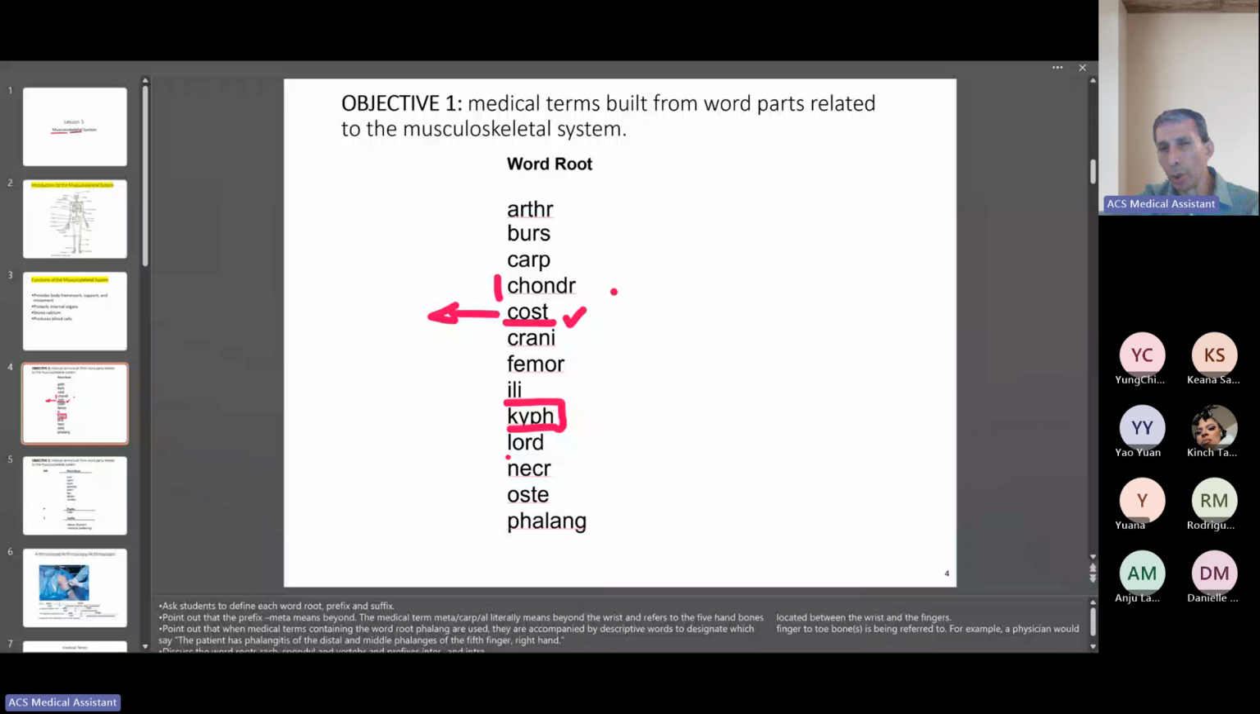Then we're going to talk about lordosis. There is nothing religious about this one, so be careful. Lordosis is part of the spinal column, but this is the lumbar part. So we're going to find some conditions that happen to the shoulder vertebrae or the chest vertebrae on the back, and the abdominal vertebrae or the lumbar vertebrae on the back. So we will discuss that.